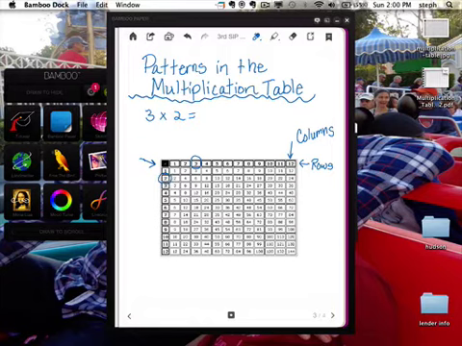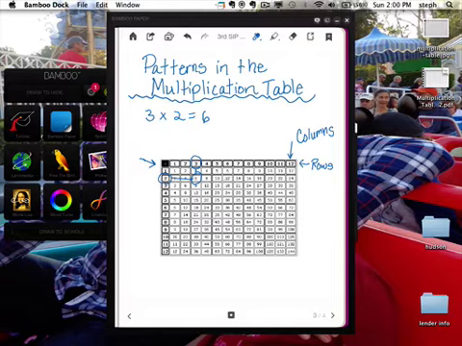It's kind of like Battleship, where you have to connect the two areas. So I have a 2, and I'm going to draw a line this way and this way until my lines meet. So 3 times 2 is 6. So the product is 6.